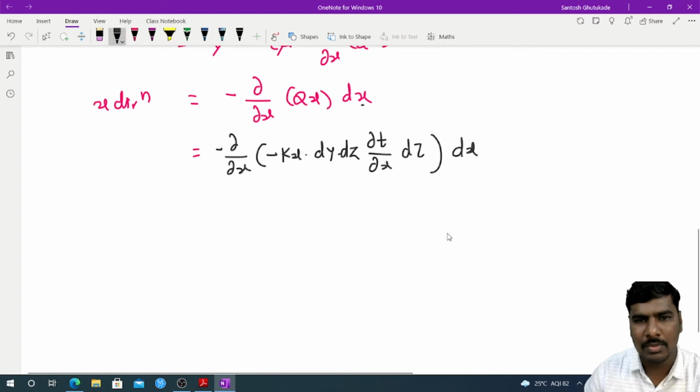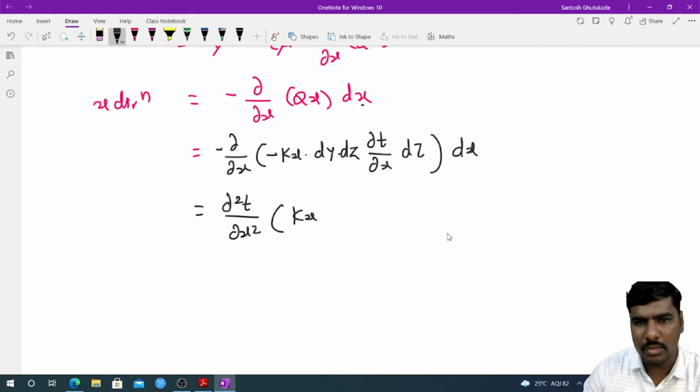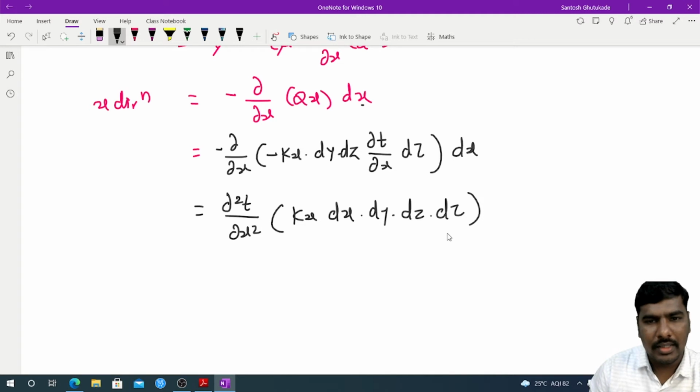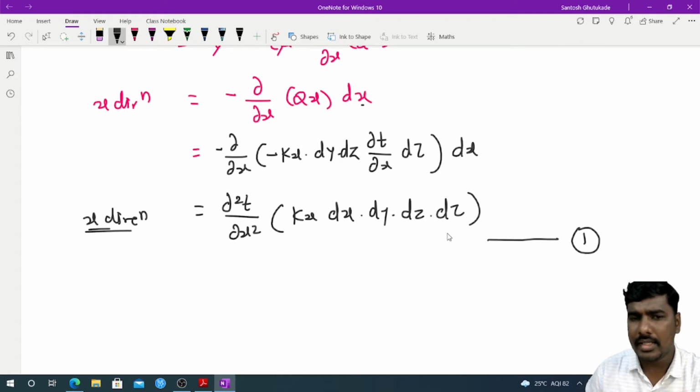Now minus minus becomes plus, and dou by dou x of dou T by dou x becomes dou square T upon dou x square, and inside the bracket I will write Kx as it is, because minus minus becomes plus. Then dx, dy, dz and d tau. So I will write dx, dy into dz into d tau. So this is the heat accumulated in the x direction. I will give it equation number 1. So here heat is accumulated in the x direction.